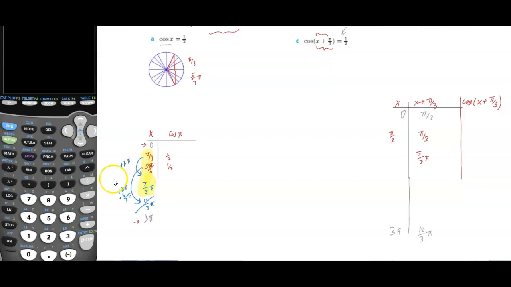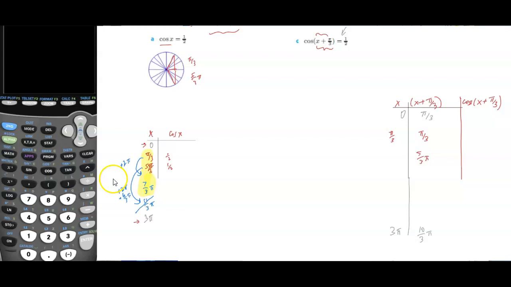Basically, we're answering the question, what can I put in the parentheses to solve this problem? And the parentheses expression is x plus pi over 3. What angles can we put in there to get 1/2? And the answers are pi over 3 and 5/3 pi. Those are the ones we have memorized.